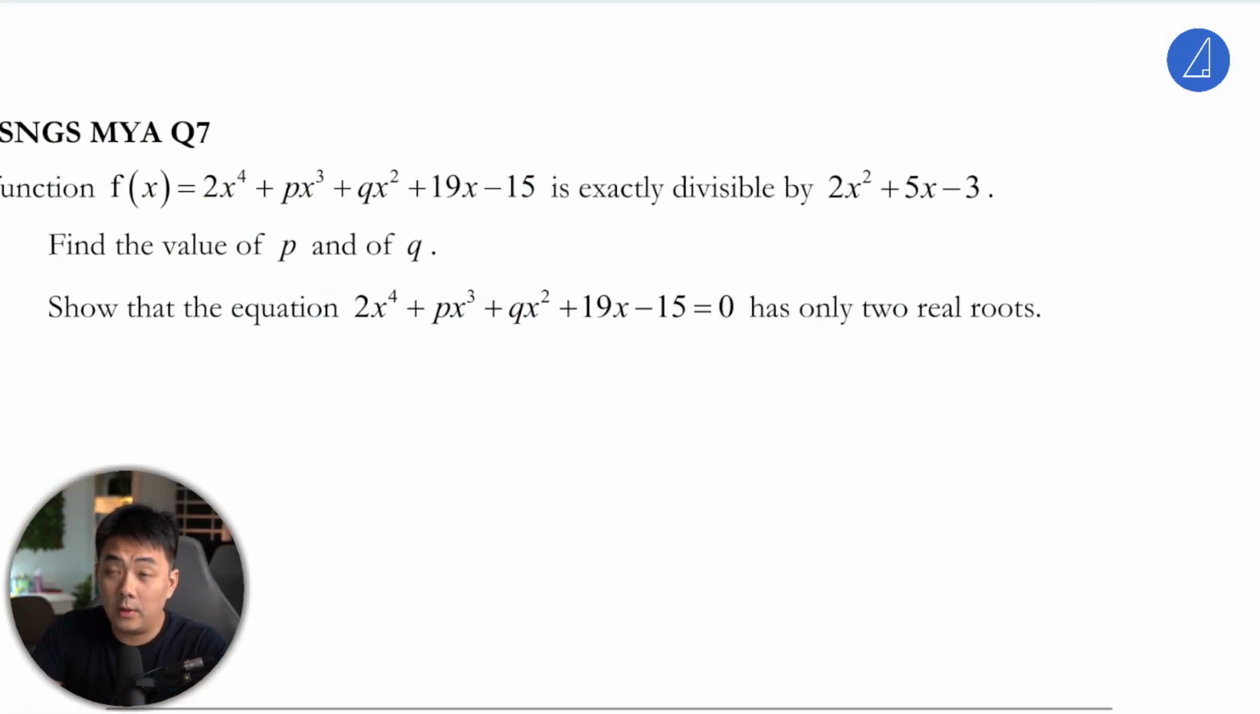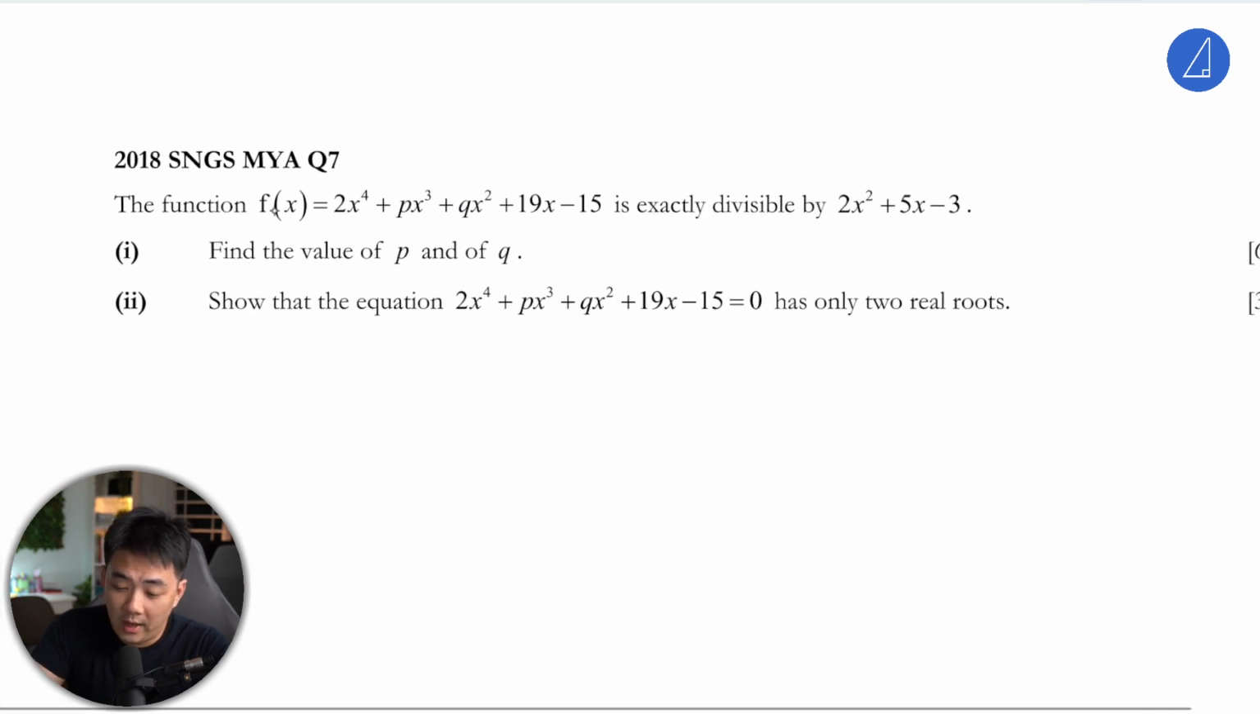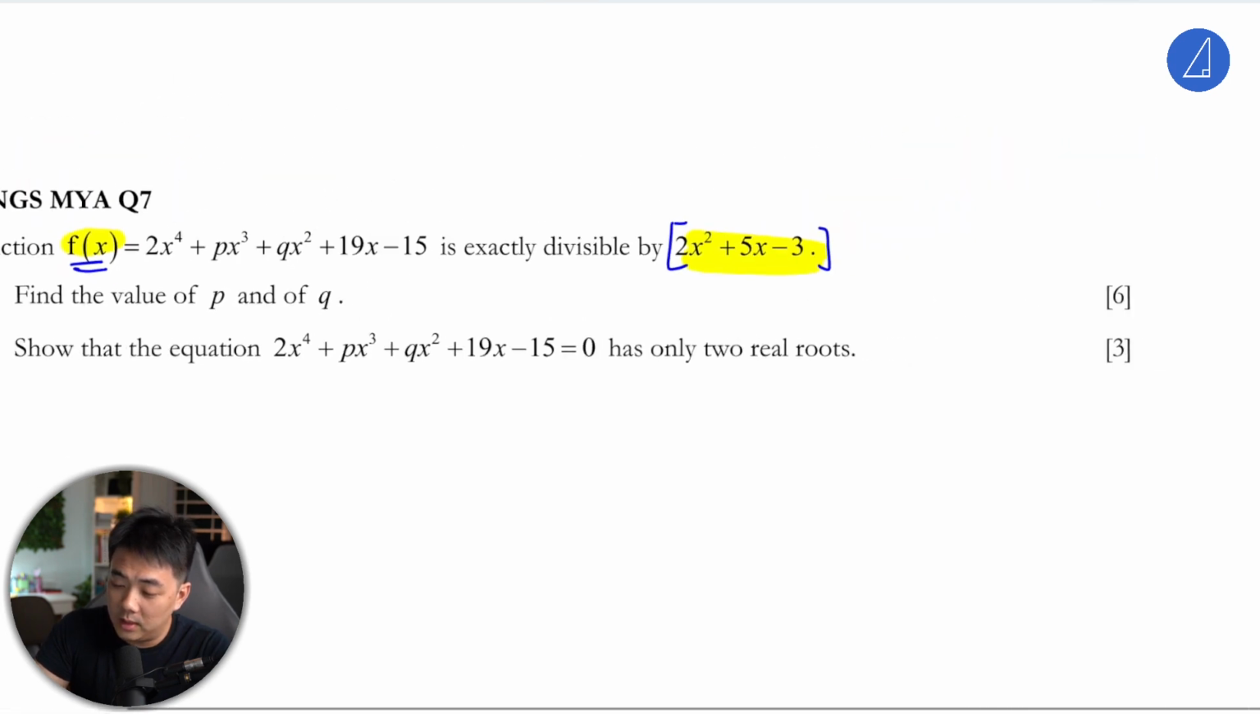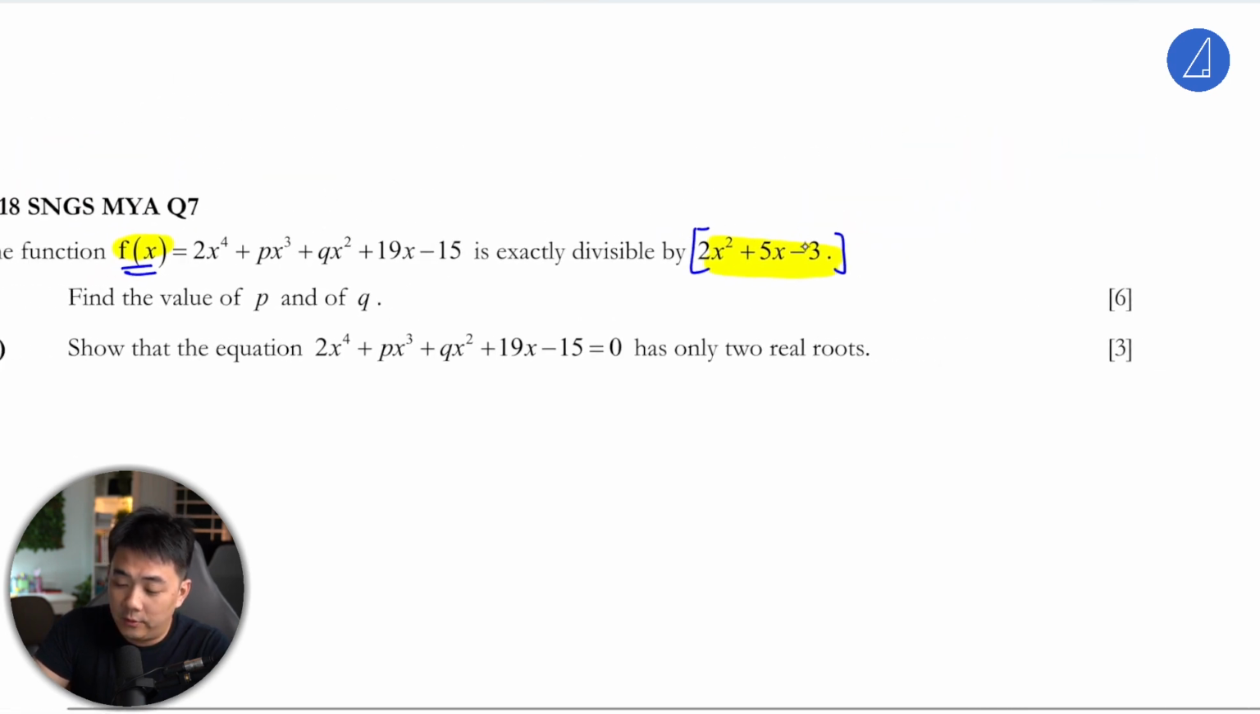Hi students, let's look at this question here, which is on factor theorem. Let's see how we can do this proficiently. So we are told f(x) is exactly divisible by this. In other words, this is a factor of f(x). Now, if this is a factor of f(x), which means the factors of this will also be factors of f(x). So this could be factorized.